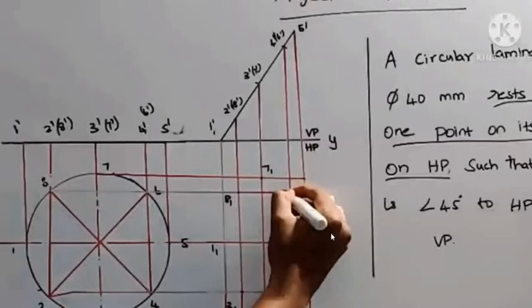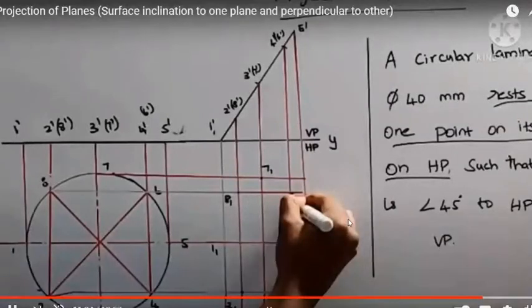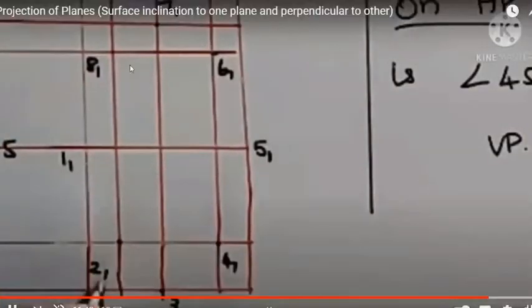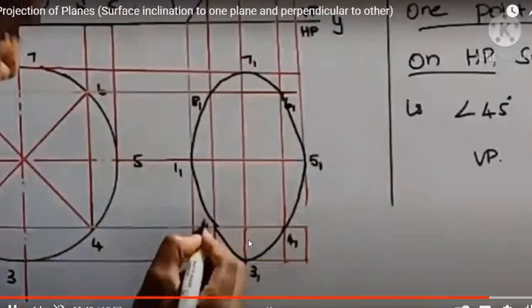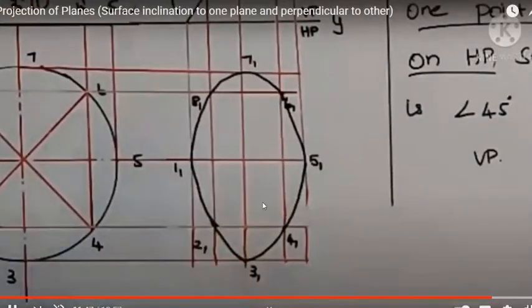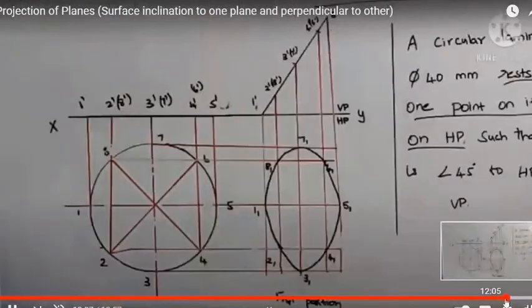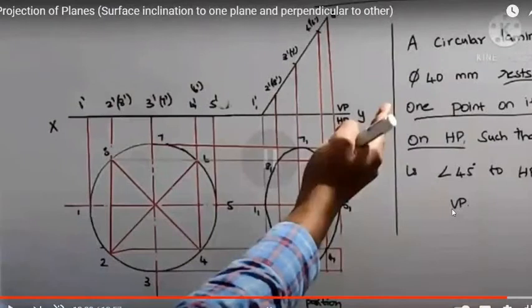Any doubts in identifying the points? No, sir. Then after identifying the points, we need to sequentially connect them, something like this. If you do that, you will get the final top view. Next, you look at this. Now you can easily verify whether the resting condition is matching or not. Here they say it rests on one of its points on HP.